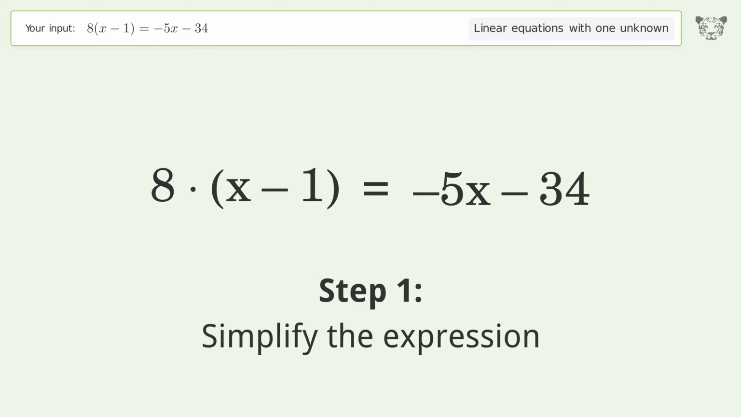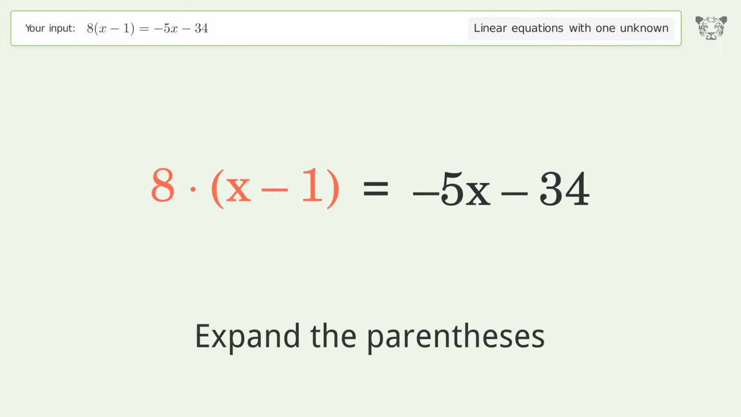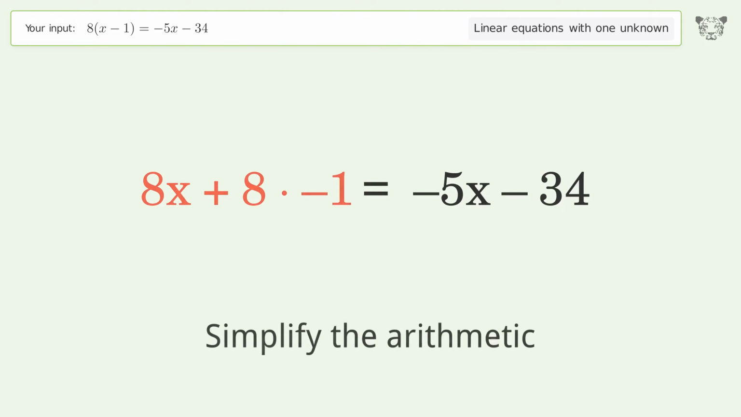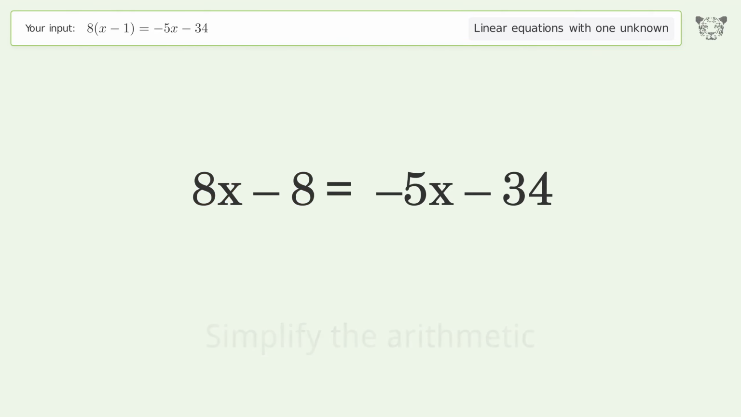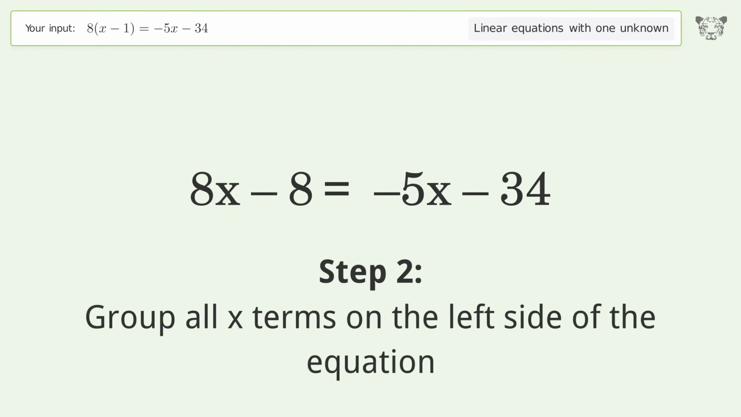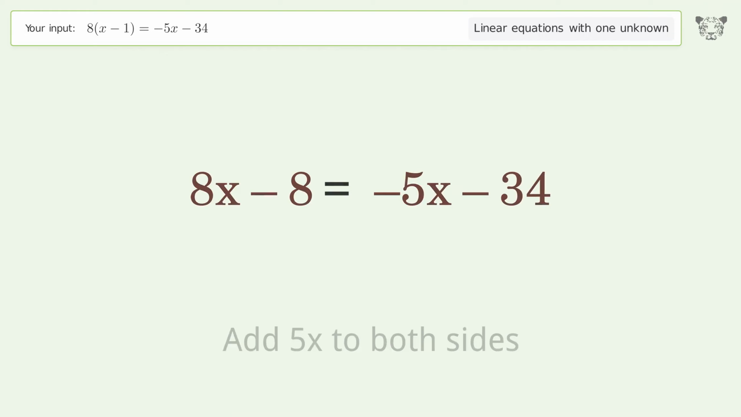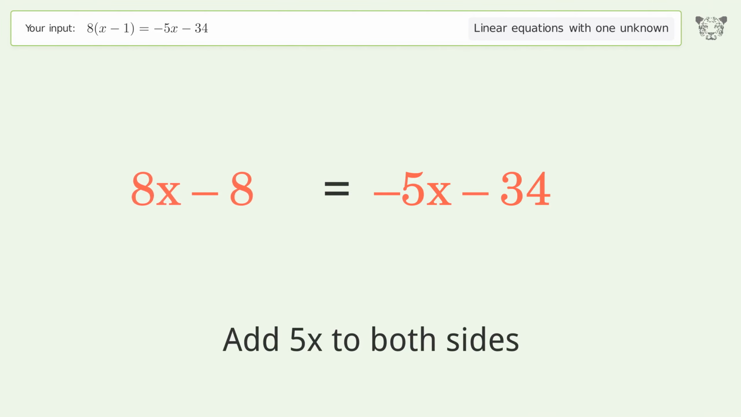Simplify the expression. Expand the parentheses. Simplify the arithmetic. Group all x terms on the left side of the equation. Add 5x to both sides.